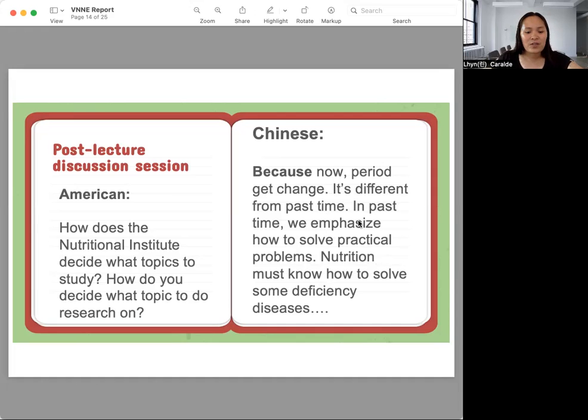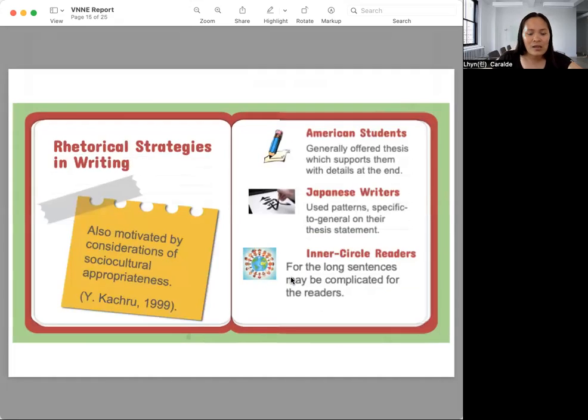So this is the first part of the Chinese answered from the question. How the Chinese answered the question. Okay, so let's go to rhetorical strategies in writing. Also is motivated by considerations of social cultural appropriateness. That is the rhetorical strategies in writing.